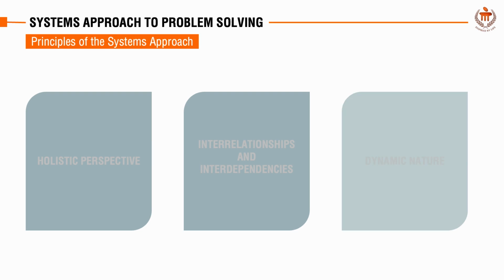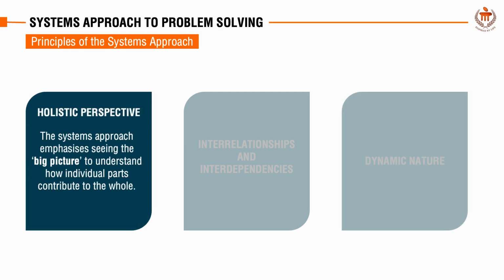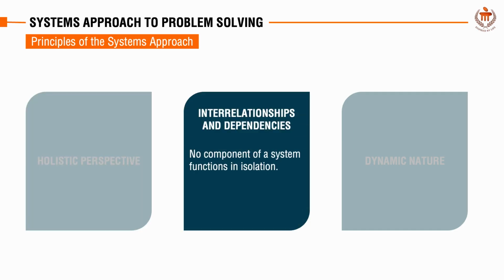Next, let's move on to the principle of the systems approach, holistic perspective. This principle means looking at the entire system as one whole instead of focusing only on individual parts. It helps us understand how each part contributes to the overall performance and success of the system, interrelationships, and interdependencies. In a system, no part works on its own. Everything is connected and dependent on each other. Recognizing these relationships ensures that changes to one part of the system don't create unexpected problems elsewhere.